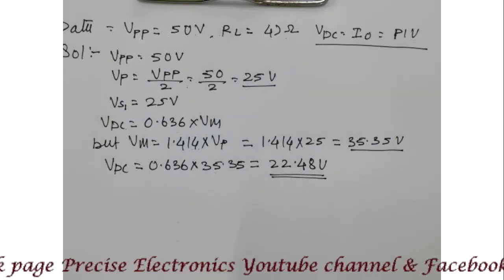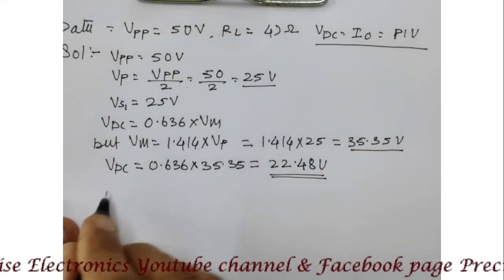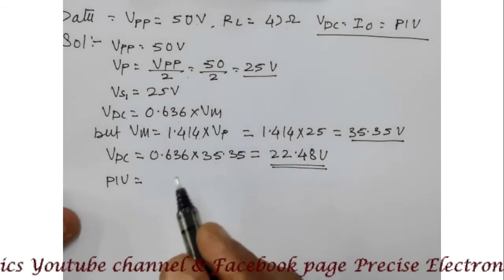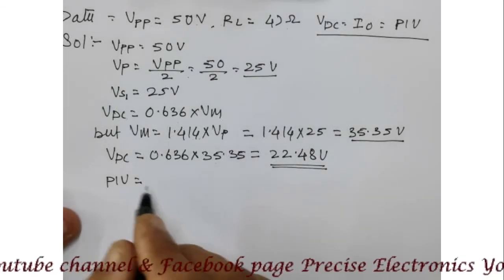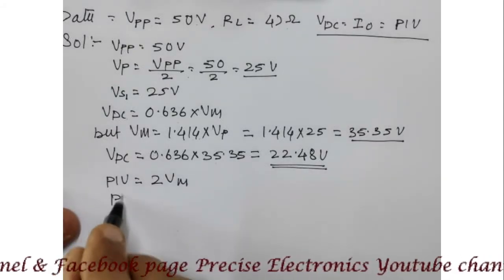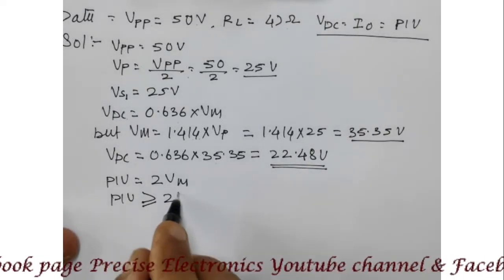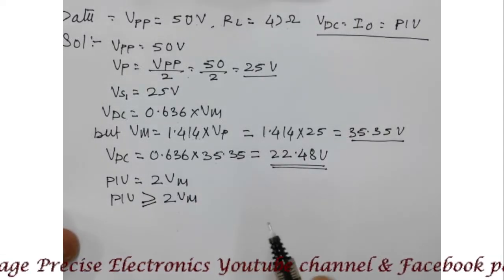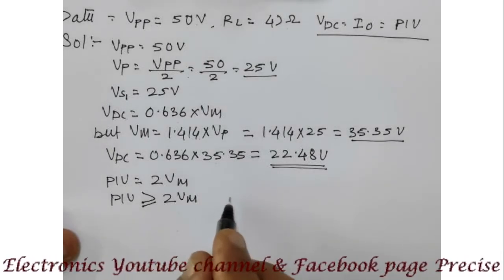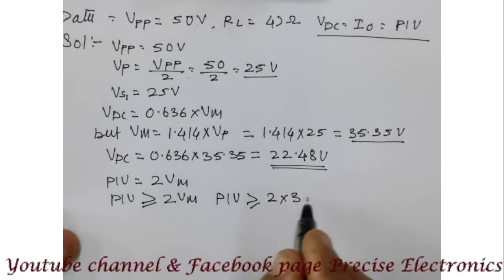So VDC is equal to 22.48 volt. Next we have to find out PIV. What is PIV? It is the peak inverse voltage, the maximum reverse voltage, and PIV is equal to 2Vm. Actually PIV is greater than or at least equal to twice the maximum secondary potential developed across any half of the secondary of the transformer.